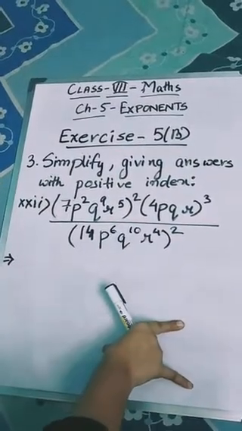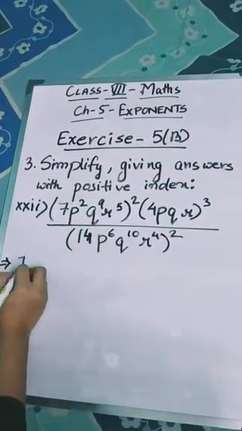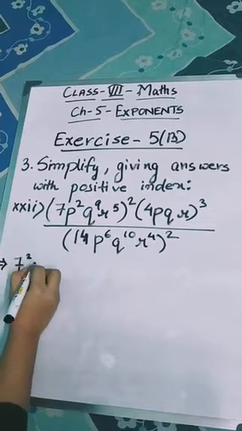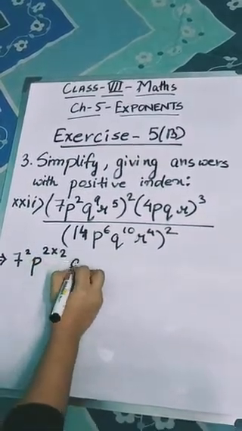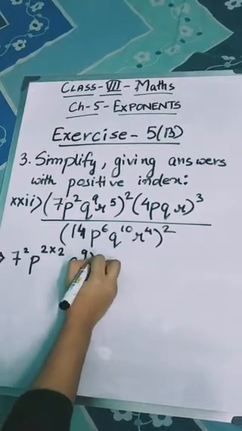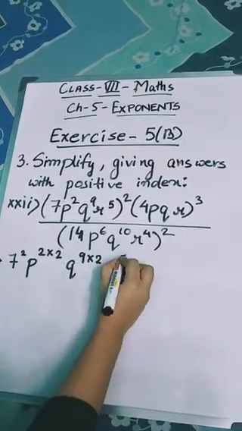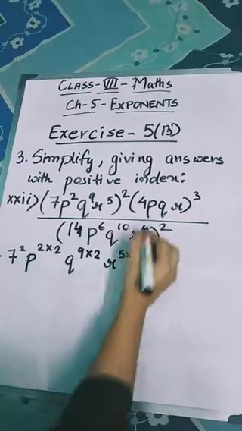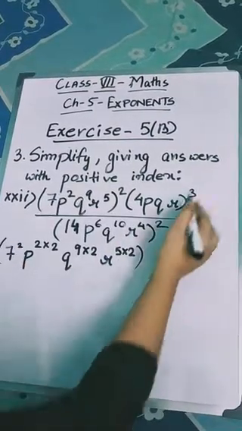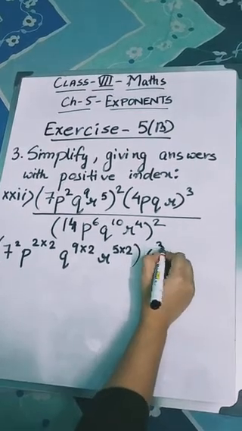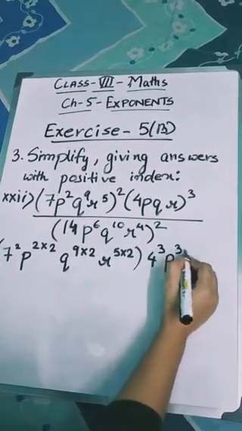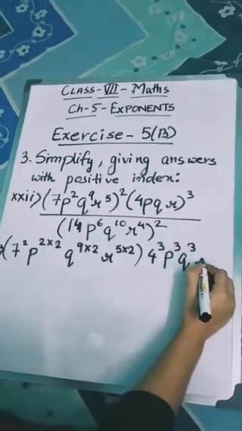Question number 22. So here 7p square q to the power 9 r to the power 5, whole square. So whole square means 2 times. So you will write it 2 times. So 7 square, p 2 into 2, all the powers will be multiplied with 2. q 9 into 2, r to the power 5 into 2. And here also 3 will come in all the numbers. So 4 raised to the power 3, p raised to the power 3, q raised to the power 3, r raised to the power 3.